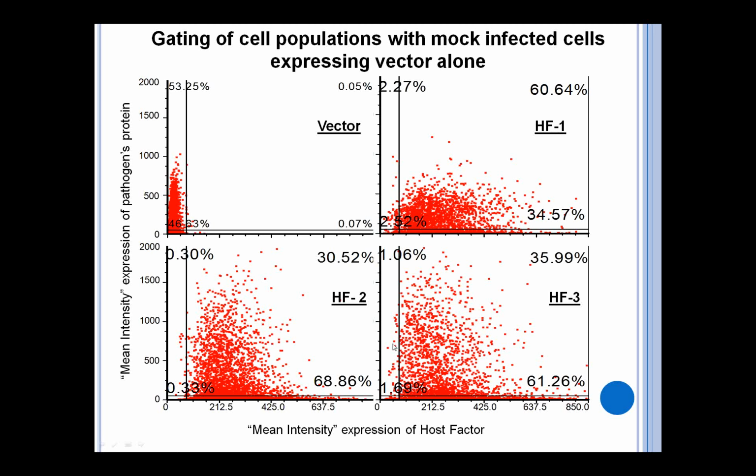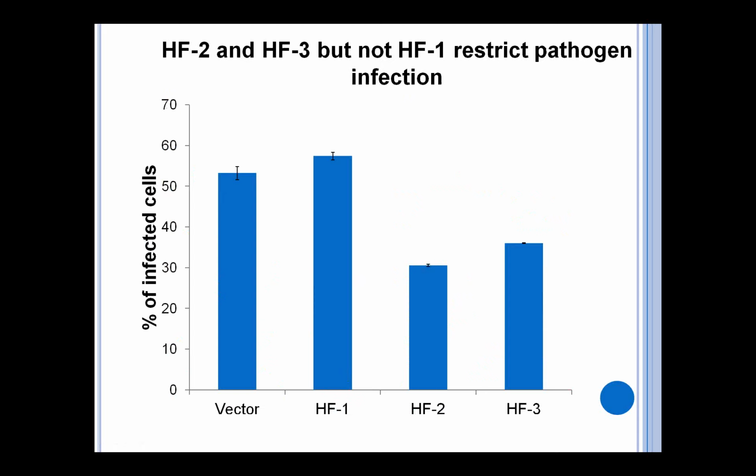When the cells are expressing HF2 or 3, the infectivity was reduced to 30% and 35% respectively, whereas in all these cell lines, HF1, HF2, and HF3, 99% of the cells are expressing these proteins. So to summarize the previous data, the cells which are expressing vector or HF1 have around 50% of the cells getting infected, and the cells which are expressing HF2 or 3, the infection rate was reduced to 30%.